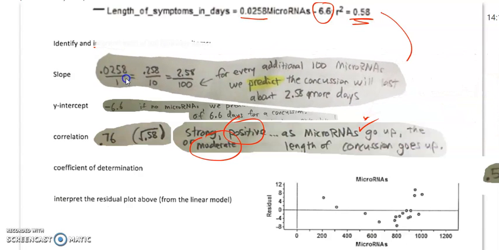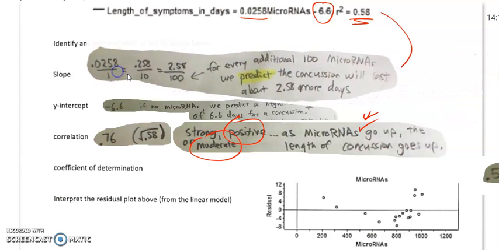The slope looks like this is our slope, and I like this. I'm taking the slope that we have here, putting it over 1, so we can see that for every additional x, for every additional microRNA in your bloodstream, you're going to have a 0.0258 longer concussion time period.